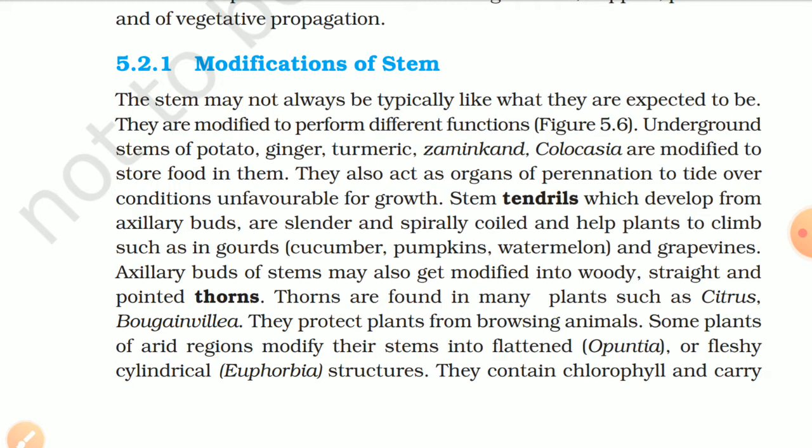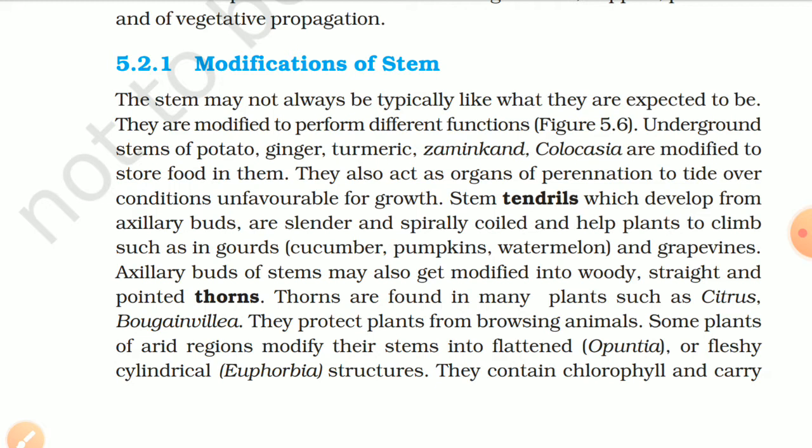Stem tendrils, which develop from the axillary bud, are slender and spirally coiled and help plants to climb, such as in gourds, cucumber, pumpkin, watermelon, and grapevines. Axillary buds of stem may also get modified into woody, straight, and pointed thorns. Thorns are found in many plants such as citrus and bougainvillea. They protect plants from browsing animals.